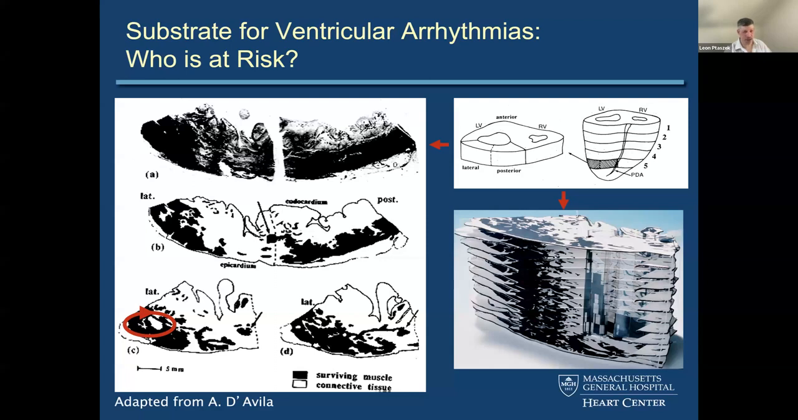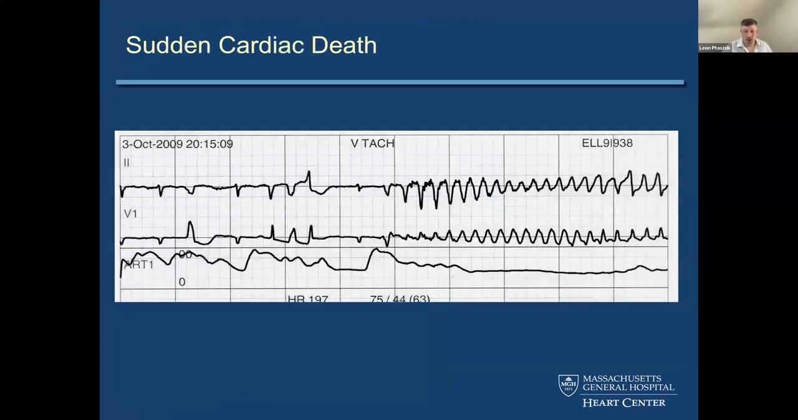And again, generally speaking, for primary prevention, you qualify for an ICD if your ejection fraction is 35% or less with New York Heart Association class 2 or worse. Or you would qualify for secondary prevention ICD, no matter what your ejection fraction is, if you've had sustained ventricular tachycardia or an aborted cardiac arrest in a situation where the etiology is non-reversible. So, and this is what we're seeking to prevent, right?